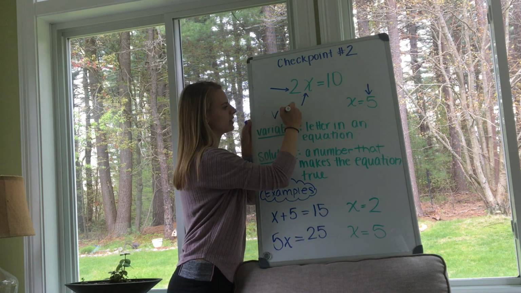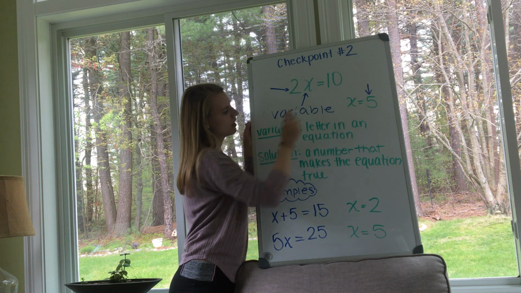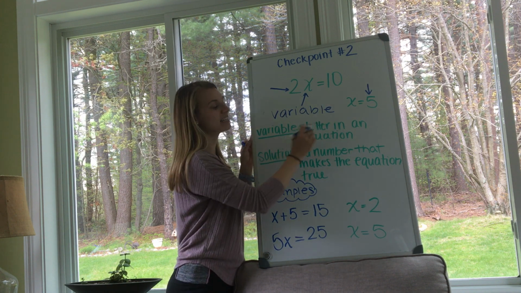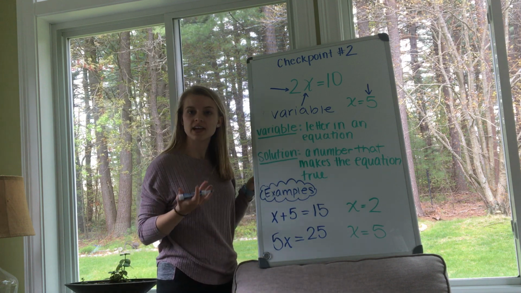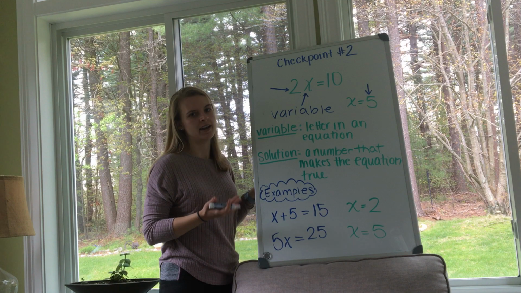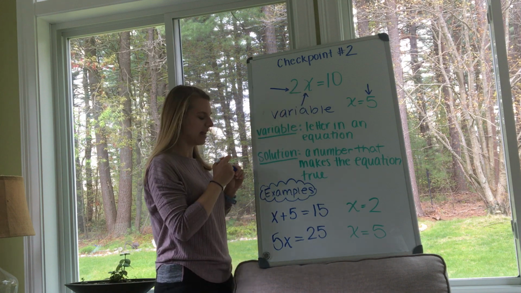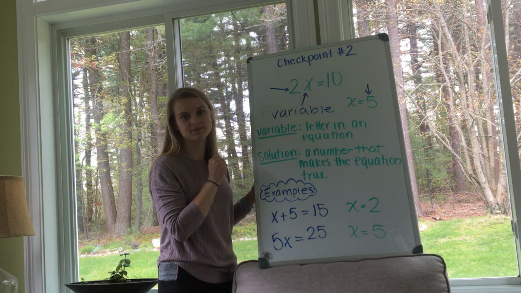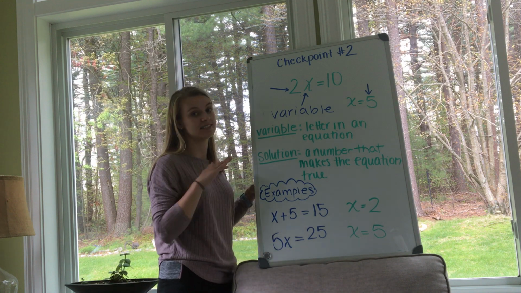X is a variable. We can see here for our definition, a variable is a letter in an equation. This letter represents a number. We don't know what that number is yet, so we're going to keep it as a variable. Now, a common misconception is that this is the multiplication sign. It's not. It is a letter, and we're going to keep it as a letter. It does not mean to multiply.